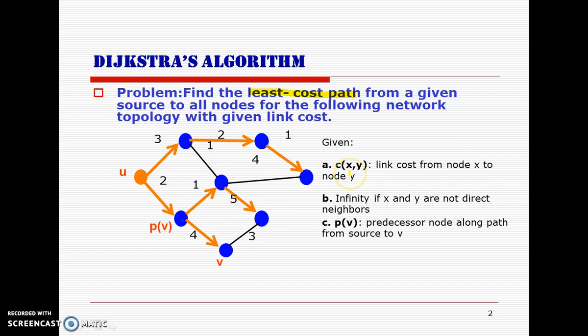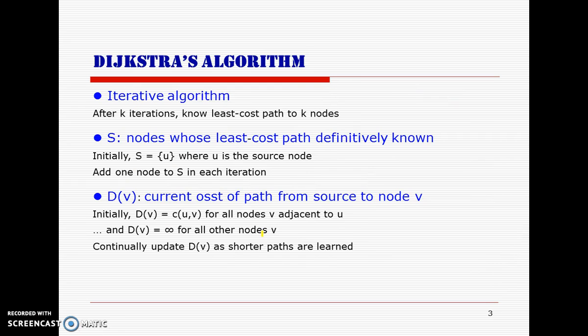Here, given is c of x comma y, that is the link cost from node x to y, infinity if x and y are not direct neighbors, and p is the predecessor node along the path from source to v. Now next we are going to solve the problem.